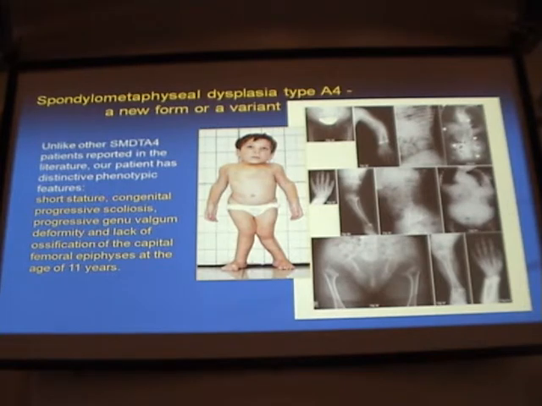The third case, spondylometaphyseal dysplasia type 4, a new form or variant. On the right side you see severe changes of metaphysis, epiphysis and vertebral bodies. Typically short stature, congenital progressive scoliosis, progressive genu valgum deformity and lack of ossification of the capital femoral epiphysis at the age of 11 years.